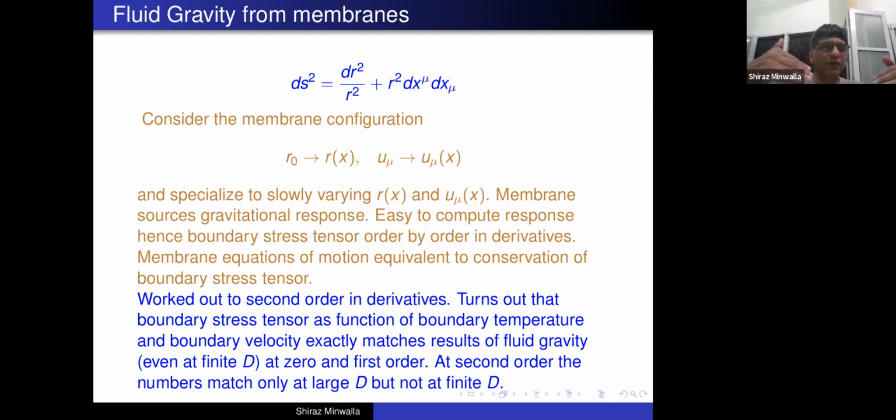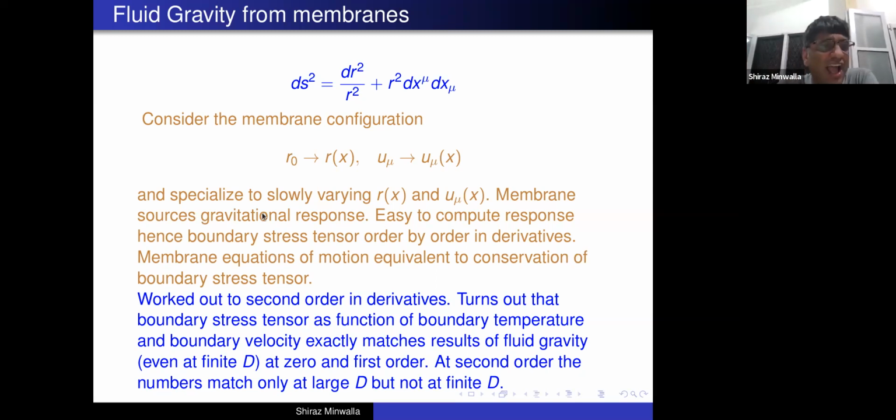From the point of view of the fluid gravity variables, it would be a singularity, because fluid gravity requires the black hole horizon to map to the boundary in a one-to-one way. On the other hand, from the point of view of the membrane equation, it's not singular at all, because the membrane is much more flexible than fluid gravity. As long as its local curvature is small, it can take whatever shape it wants.